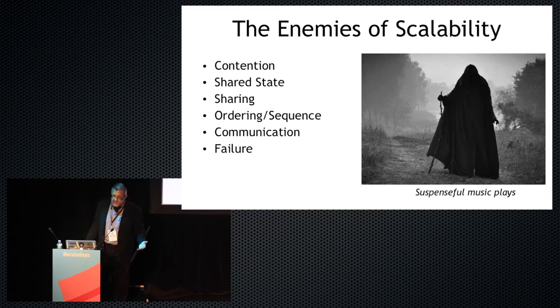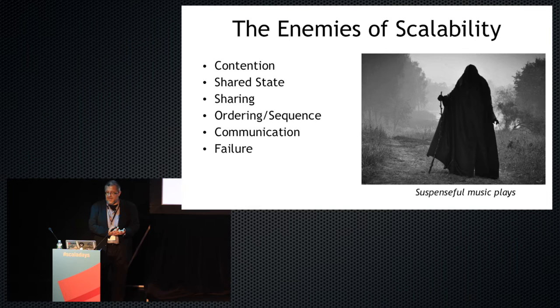So what are some of these enemies that I've talked about? Suspenseful music here. Contention is the obvious one. So contending over resources. We'll talk about that. We'll talk about how to avoid it. Shared state. Shared state leads to contention. Sounds like something in the Jedi Creed. Sharing of any data, of any state, of any information, moving messages around the network. These are all enemies of scalability, strangely. And there are ways to minimize some of these things.